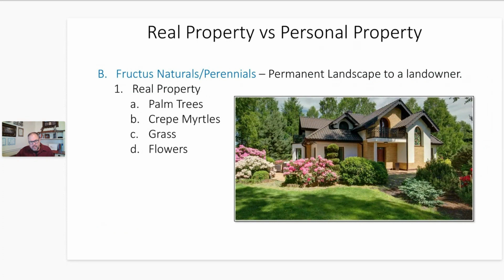Now, don't confuse this with the term fructus naturals or what's called perennials. This is landscape. This is coming up on someone's home, and you see the azaleas. You may see some white cottonwood trees with the pretty white blossoms. The grass, you can see in the backdrop here, all the big pine trees. Those are actually permanent to the land, and they're not harvested, but they're going to be there year in and year out for years to come. Okay, that is considered real property.